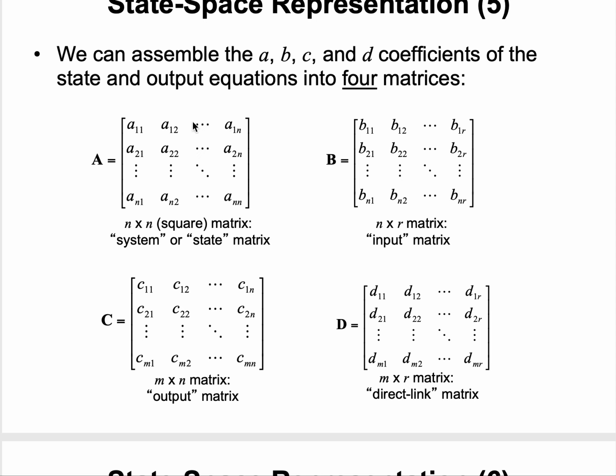So that is our system or state matrix A. This is the input matrix. Be careful on the dimensions. Check the dimensions of the matrices when you represent a system in state space.